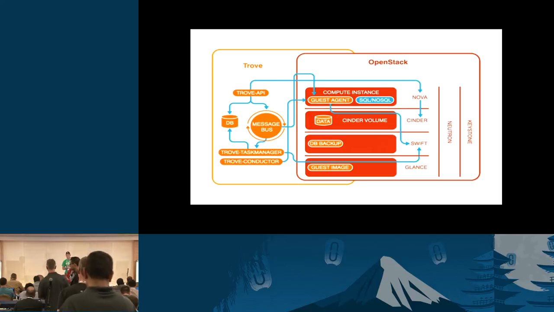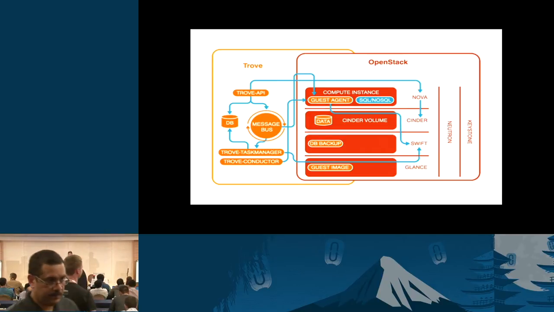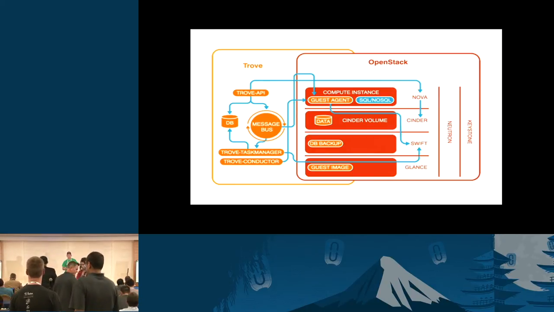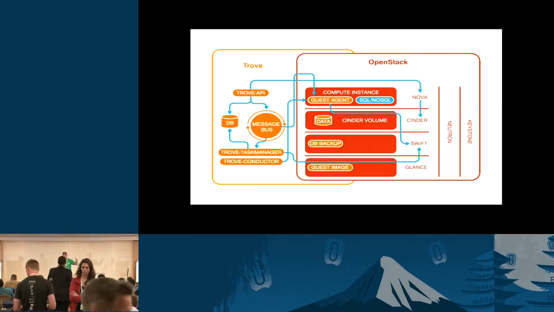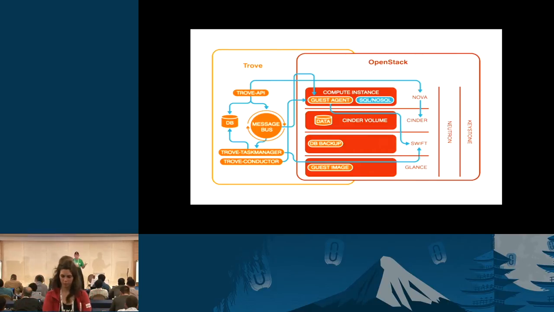So here's a diagram of how Trove interacts with all the different services within OpenStack. So Trove API is the endpoint. That's where Horizon or the CLI enters with our Trove API, and it connects to the database as well as the message bus. Message bus being Rabbit or whatever other OpenStack supported Oslo messaging service is available. If you create an instance, we will pass that to the message bus and then it goes to the task manager.